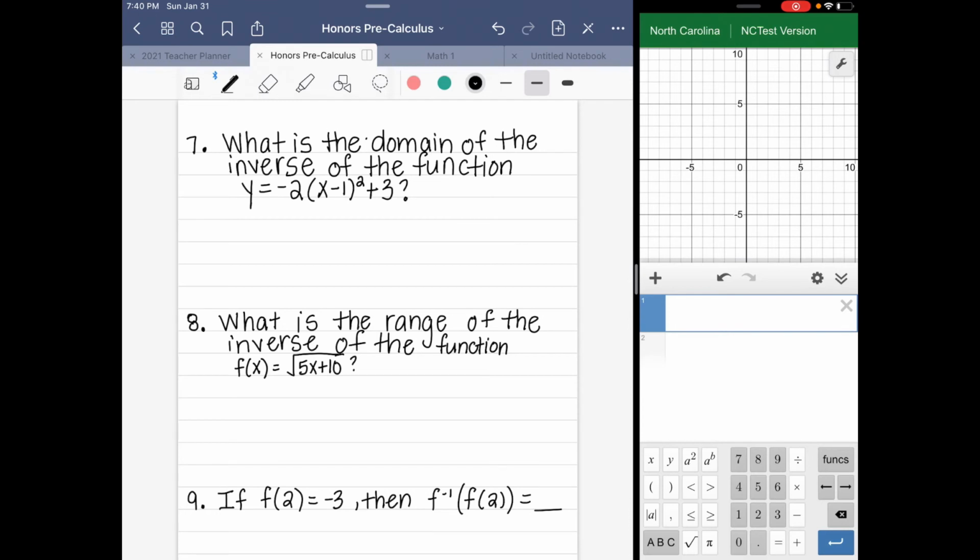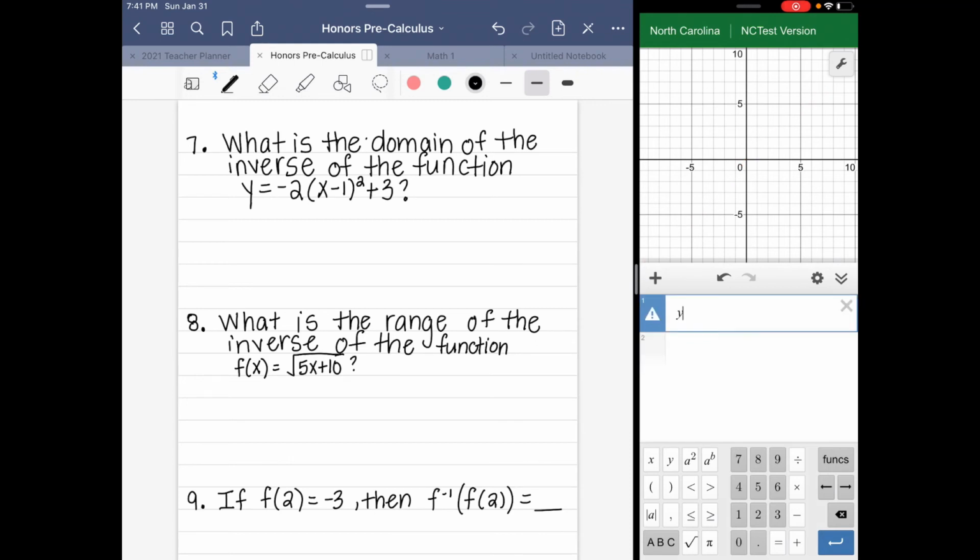Now, the domain and range of the inverse. This can be as easy as you want it to be or as hard as you want it to be. I prefer to make things as easy as possible. When we're talking about the domain and range of the inverse, let me remind you that the domain and range are flipped from the original. So if I can find the domain and range of the original, then I know the domain and range of the inverse. I just flip them around.